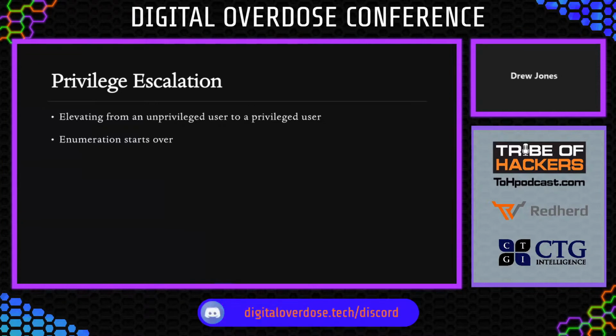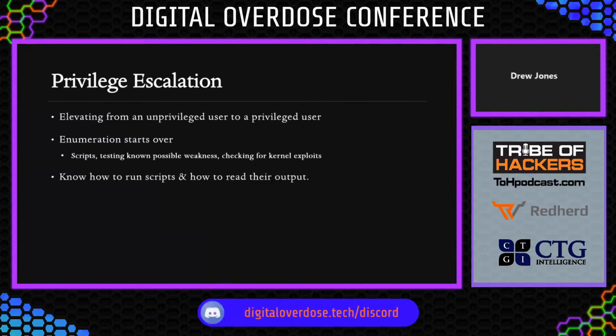So the enumeration process will really be starting all over. You may be able to use a little information from your initial scans, but really it's going to start all over and you're going to need to rerun scripts, test for known weaknesses, and check for kernel exploits. Really, your enumeration is going to start completely over and you're going to have to enumerate the target like you've never seen it before, because most of your previous information is irrelevant at this point.